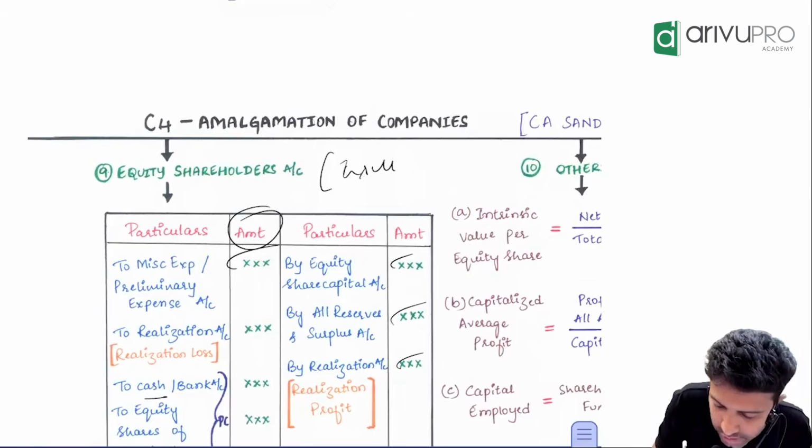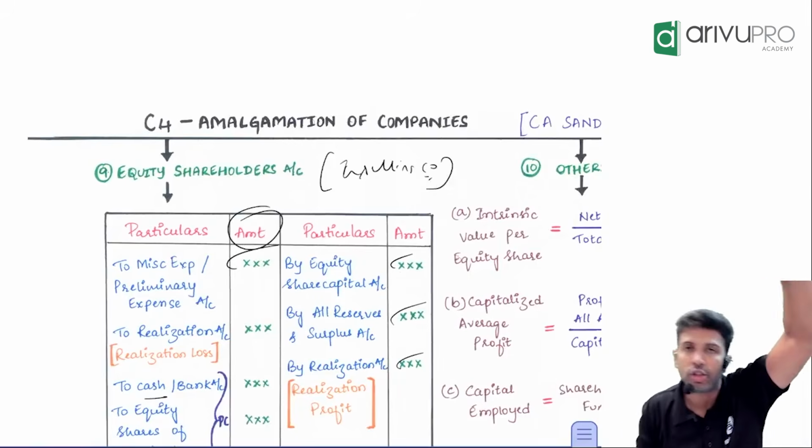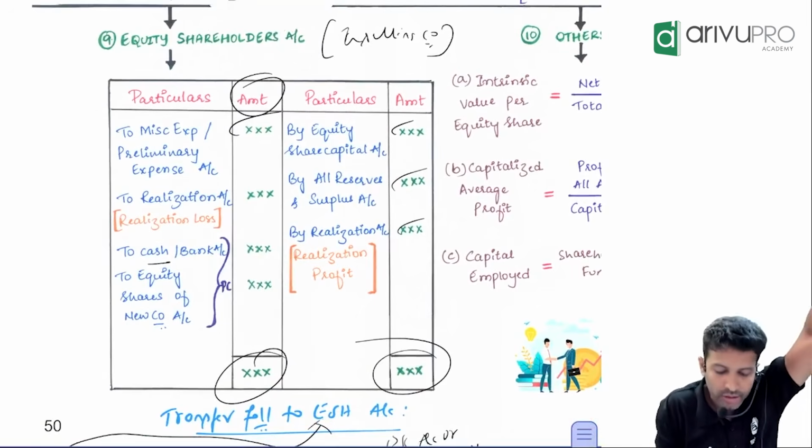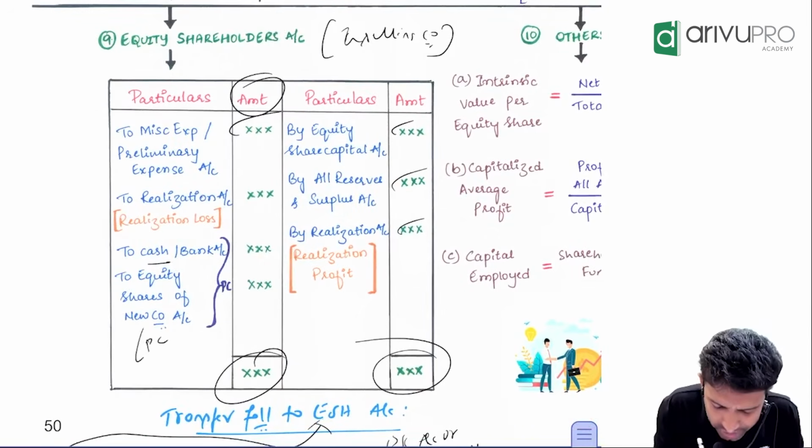Selling company books, correct? No, the selling company is doing all this drama. So what will the entry be? Equity shareholders account debit to equity shares of the new company. Depending on this, this is basically PC.